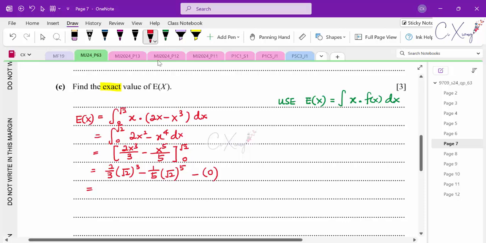So when I simplify this particular term here, I will have root 2 power 3 means 2 root 2. So 2 times 2 is 4, 4 over 3 root 2. Then root 2 power 5 means that you're having 2 times 2 times root 2, which is 4, 4 over 5 root 2. You can treat the root 2 as apple, so you're basically having 4 over 3 apple minus 4 over 5 apples. So how many apples do you have here? You'll be 8 over 15 apples. So this is how we get the expected value for the function.